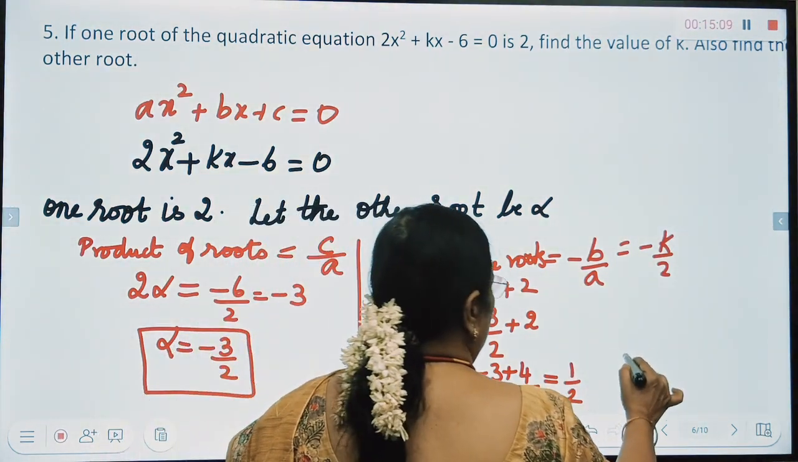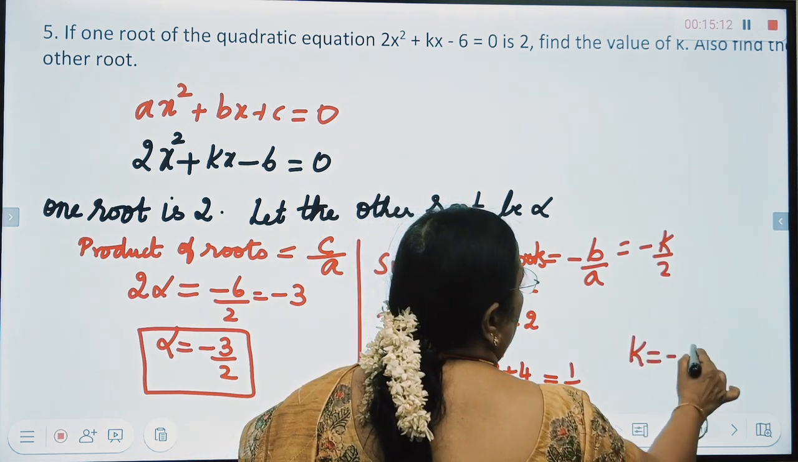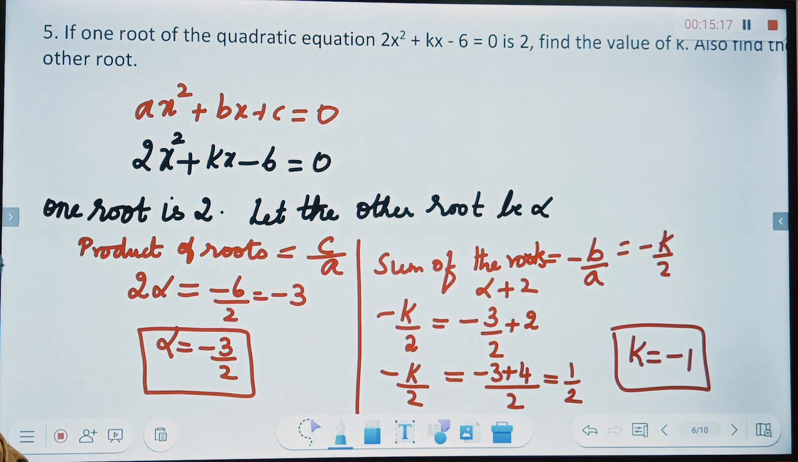So both have 2 in the denominator. So k equal to minus 1. So the value of k is minus 1 and the value of alpha is minus 3 by 2. Is it clear?